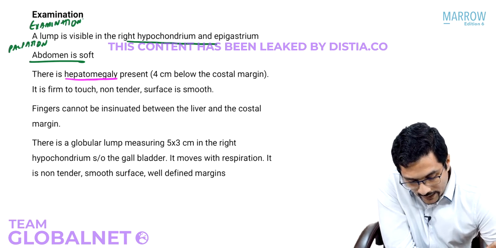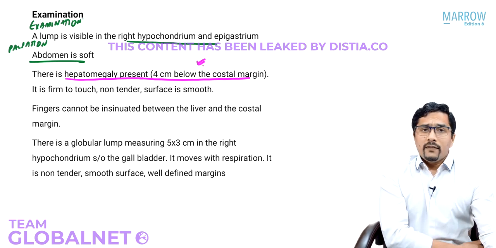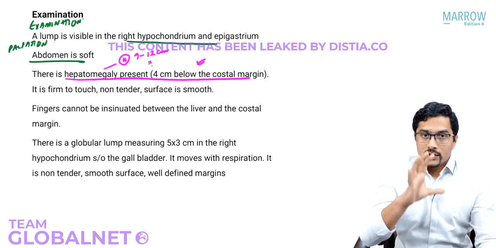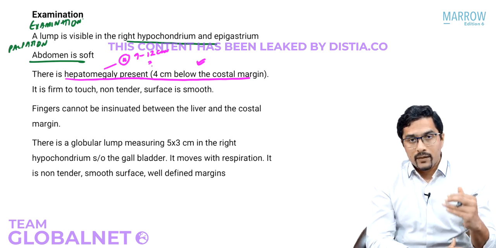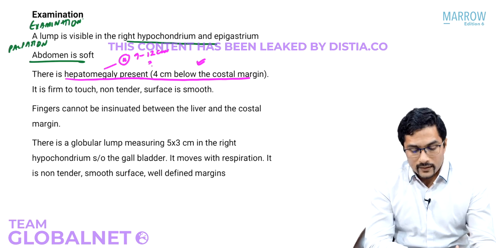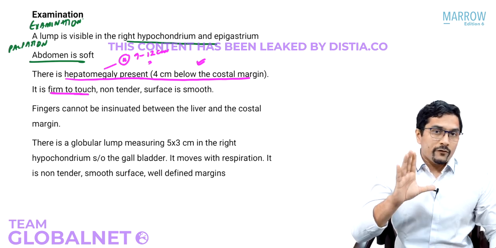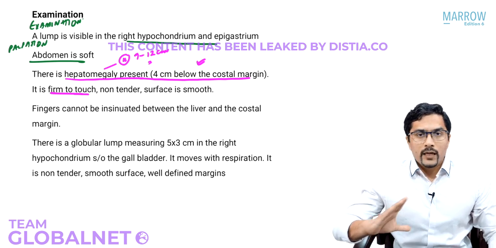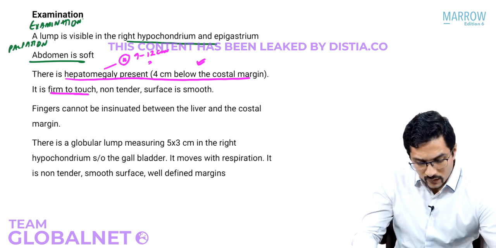There is hepatomegaly 4 centimeters below the costal margin. Very important, the normal span of liver is 9 to 12 centimeters. So if there's hepatomegaly, you need to actually measure it. Liver span can be measured, I'll tell you how to do that. It is firm to touch. Please remember that when you're feeling through the abdomen, don't call a structure soft, because through the abdominal wall, it is very difficult to call a structure soft.